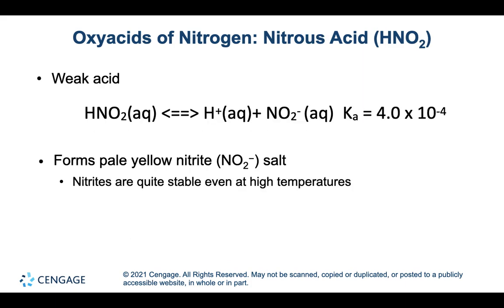HNO2, on the other hand, another oxyacid, is less acidic. It's actually a weak acid with a Ka of 4 times 10 to the minus 4. With metals, it will form the pale yellow nitrite salts, which are actually fairly stable.